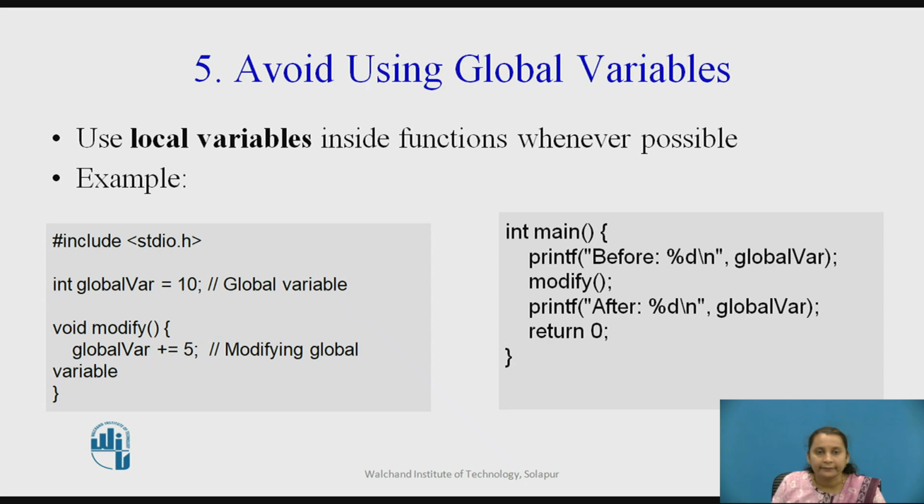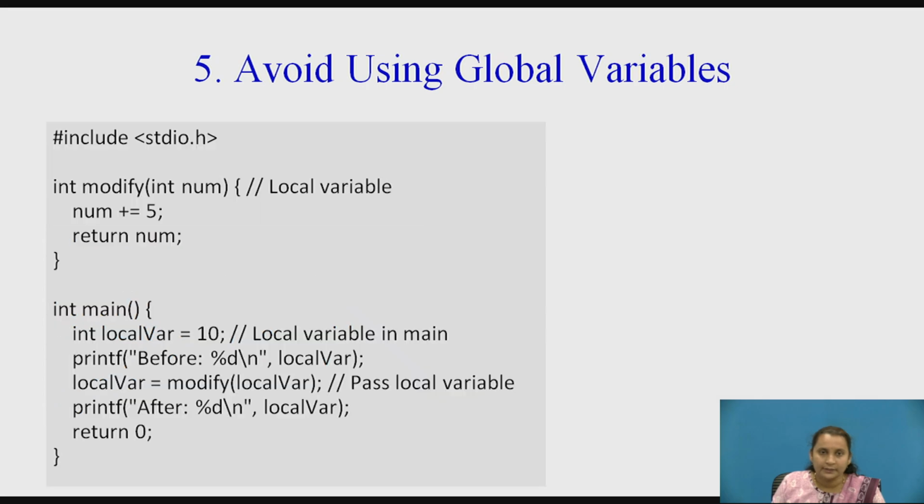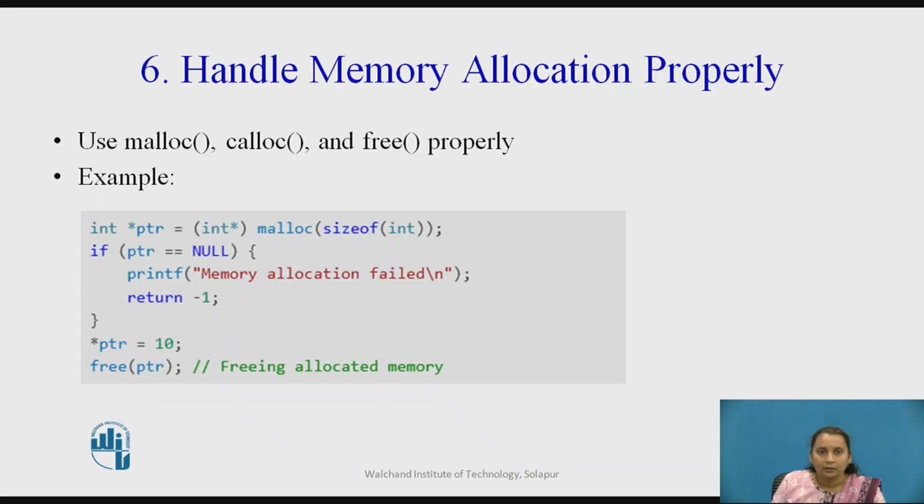Here in this slide we can see that the global variable is used, and it is modified in the modify function. Instead of that, in this function we are declaring the local variable. We can see in the main, local var is declared, and it is modified in this modify function. We are passing the value, and in that function the modification is done and the variable is returned. So we should avoid using the global variable.